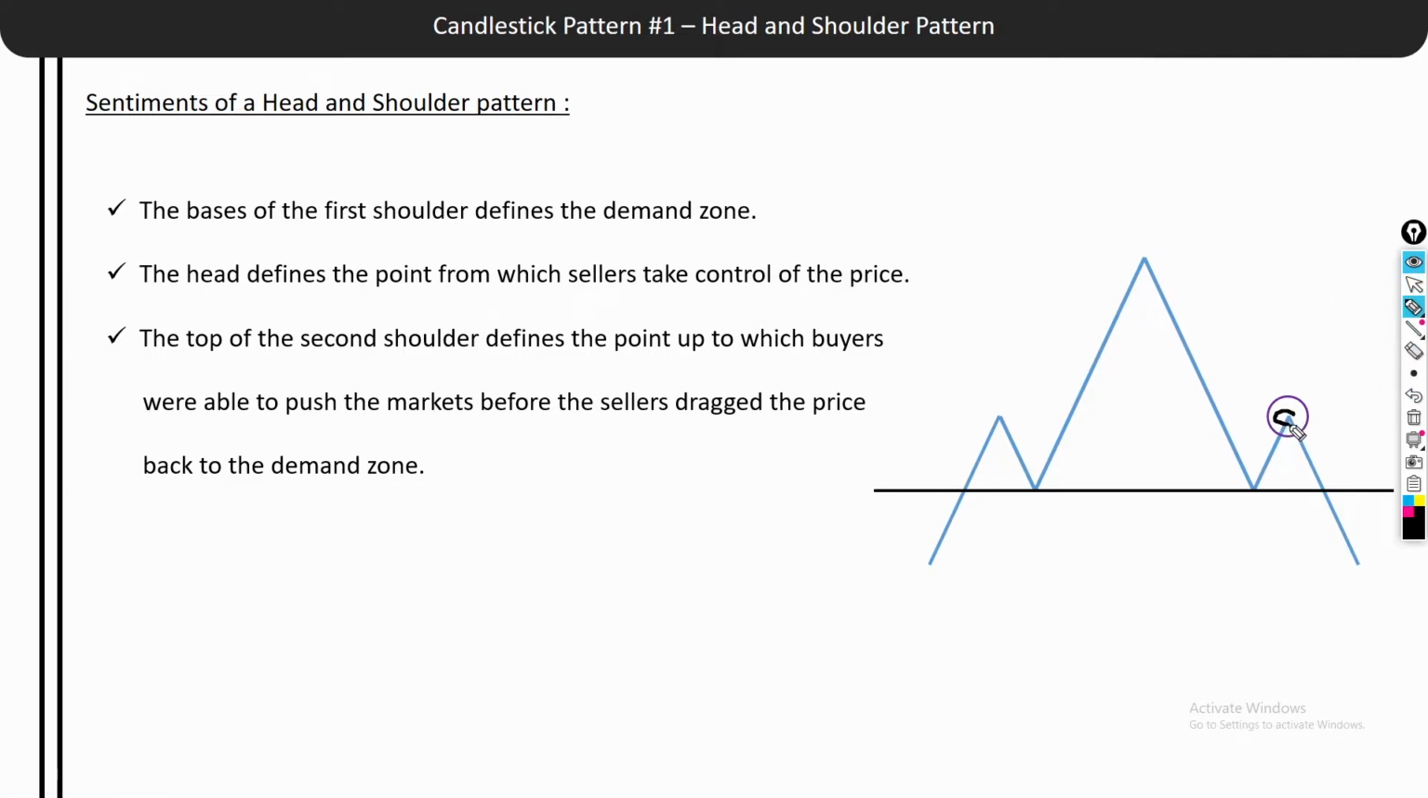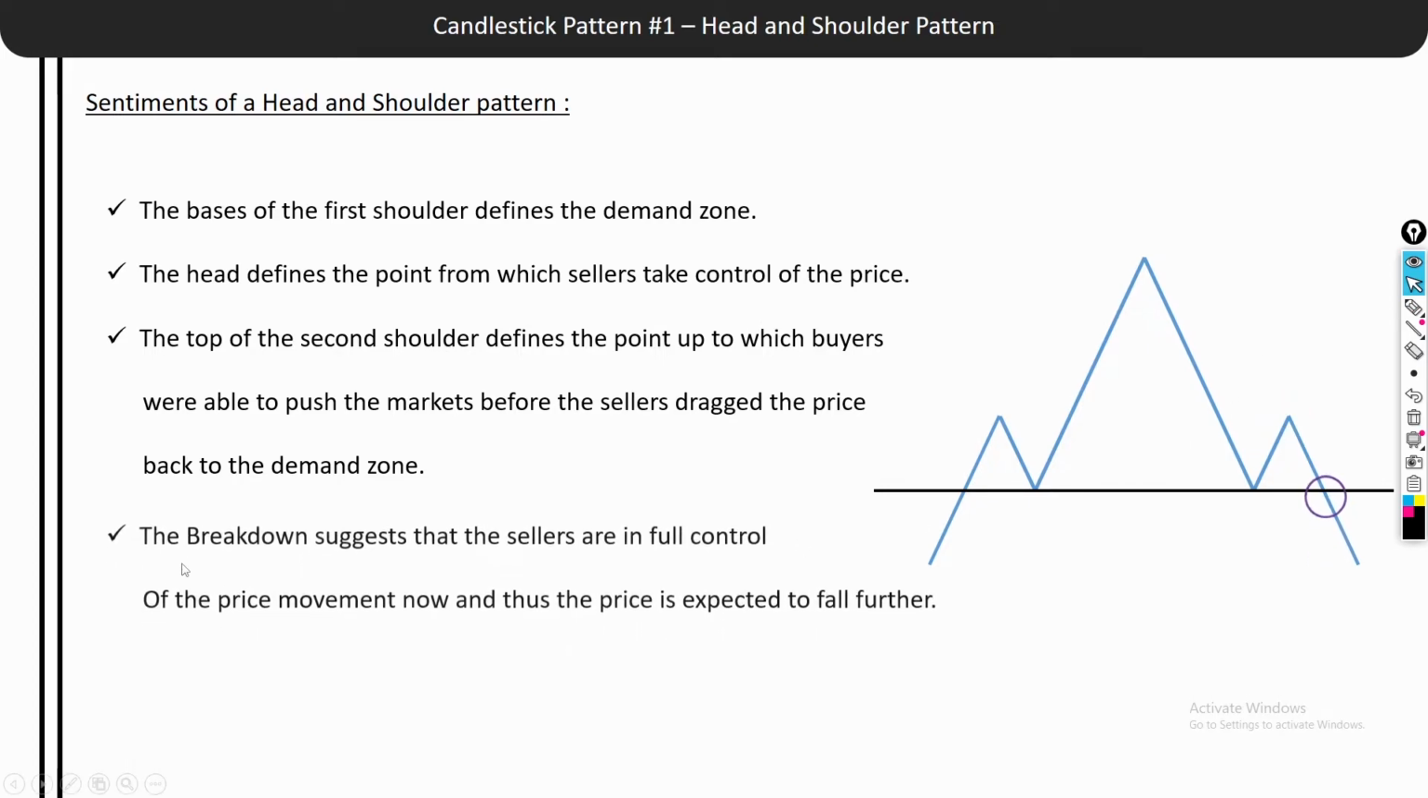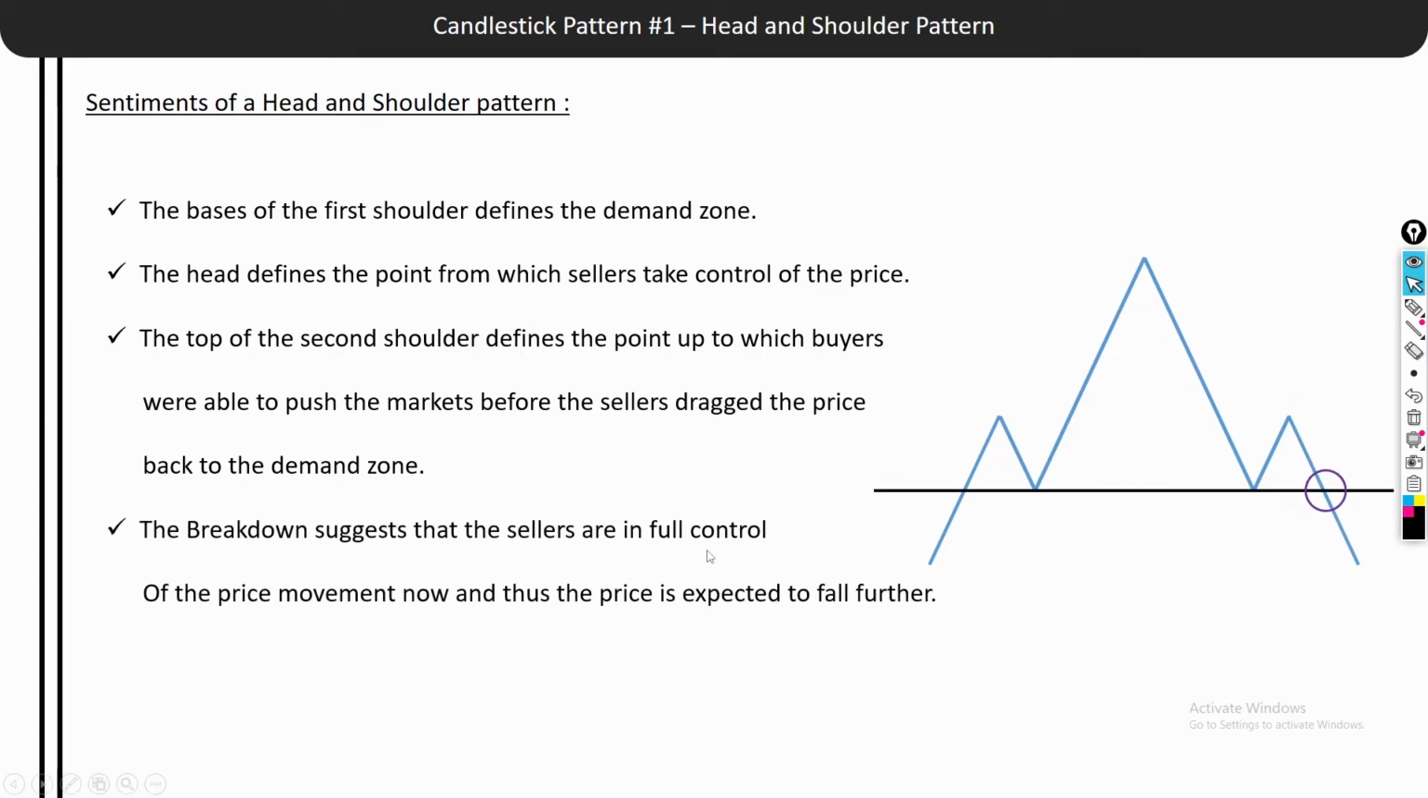This is the point at which the contest takes place between the buyers and sellers, and ultimately the sellers win, and thus they push the price towards the neckline again. And after the price reaches the neckline, there is a high possibility that the price breaks down, and when the breakdown occurs, the breakdown suggests that the sellers are in full control of the price movement, and thus the price is expected to fall further.